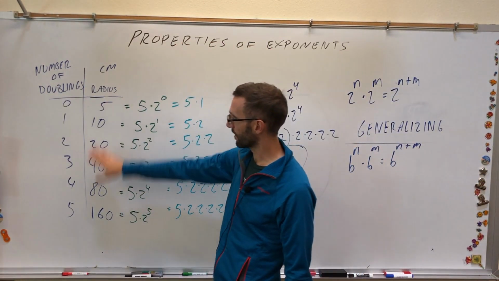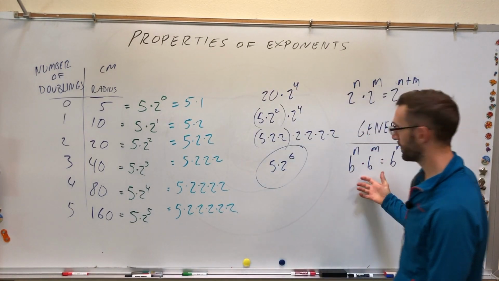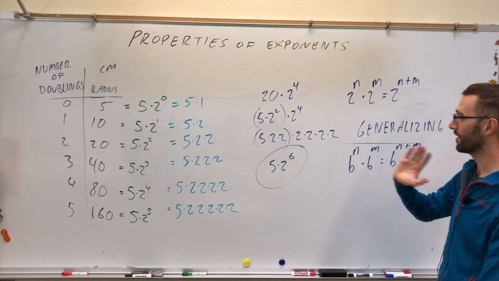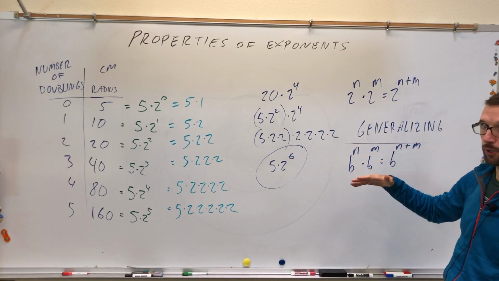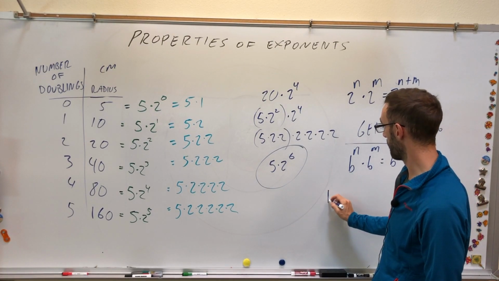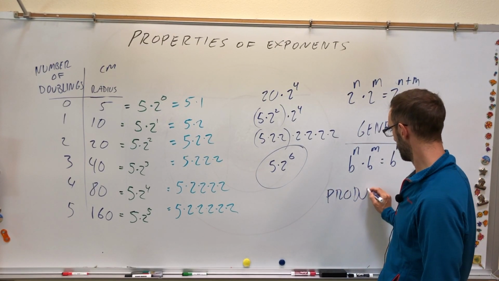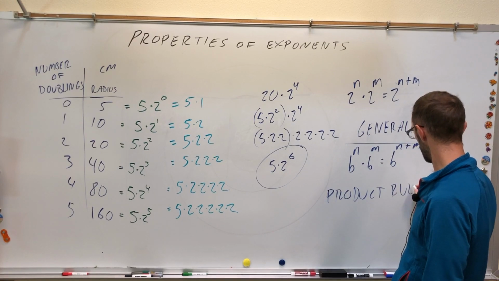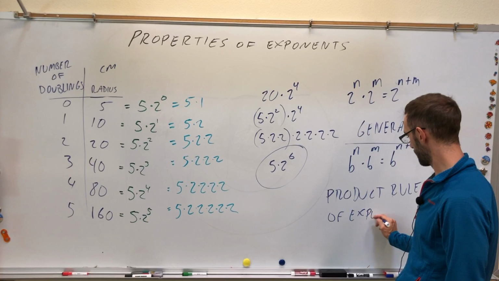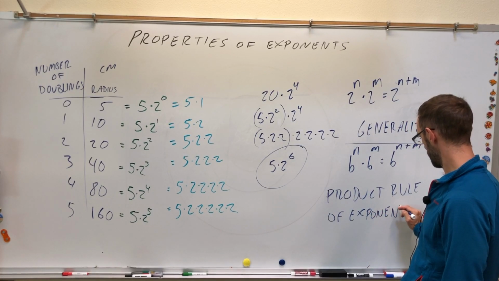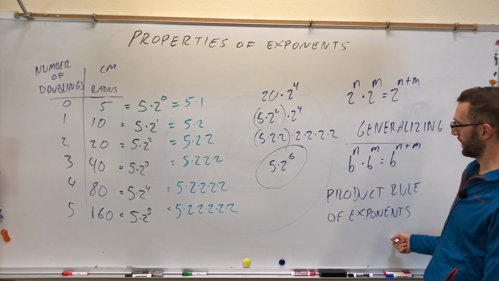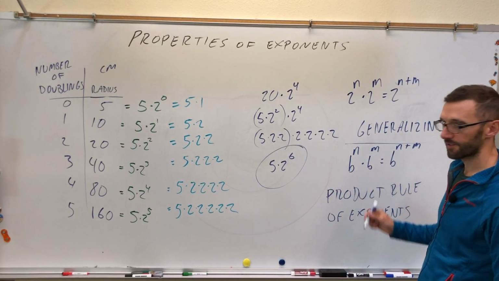We looked at it in terms of circles, and we found some interesting stuff about exponents too. There's actually another one that's called the quotient rule. This is called the product rule because we're multiplying. Product rule of exponents. We'll do another one. It's called the quotient rule, which means we're going to be dividing. But we'll start with multiplying.